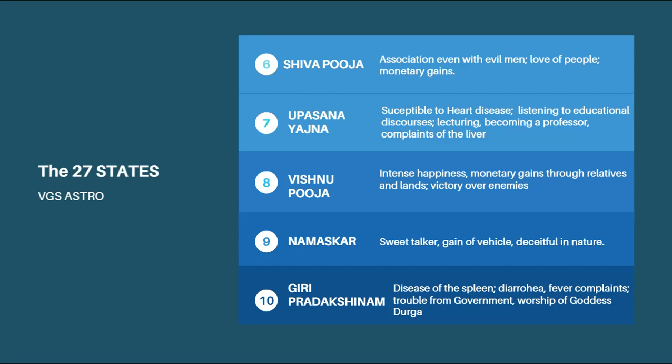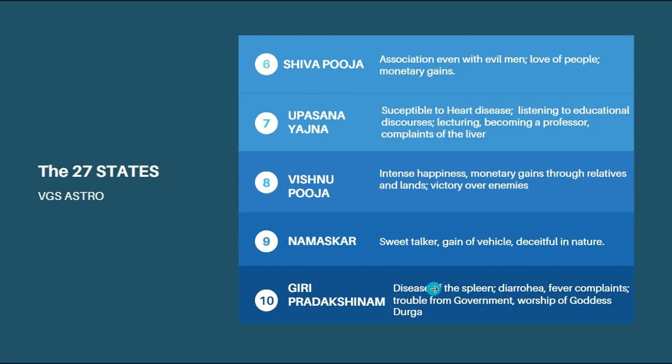Okay, and number 10 is called Giri Pradakshina, which means circumambulating the hill. So in some of the cultures in India, circumambulating the hill is considered as an act of worship, or also an act of atonement of your sins. So circumambulating the hill is considered to be a remedy for the problems indicated in this deck.